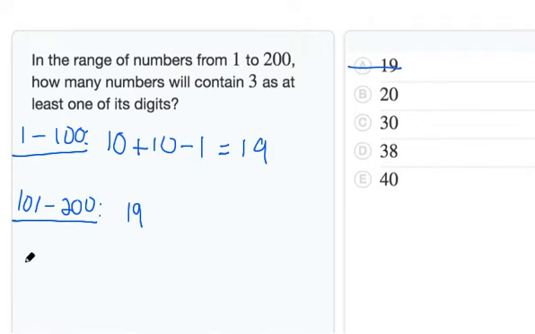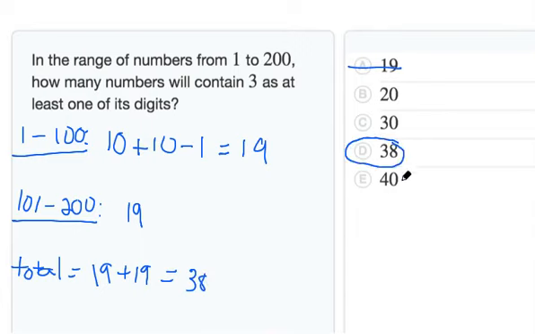So in total, we can add both of those together. We have a 19 from the first 100, plus another 19 from 101 to 200. And summing those, we get 38. That's one of our answer choices, so that's good. And choice D would be our final answer choice.